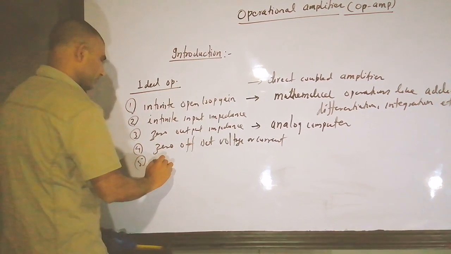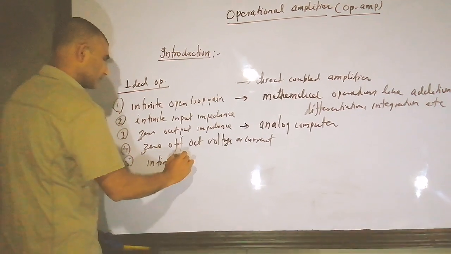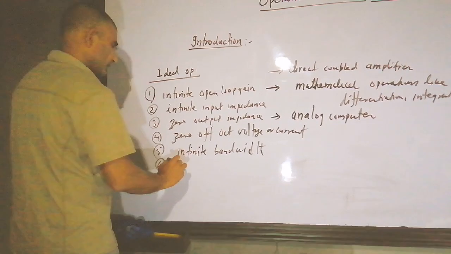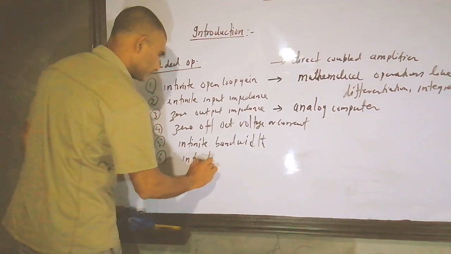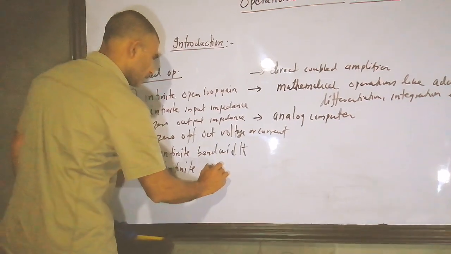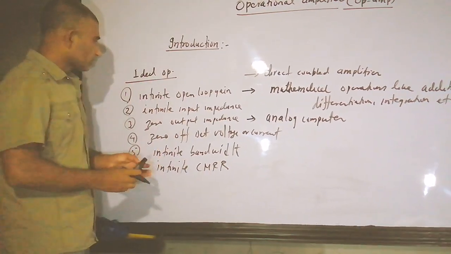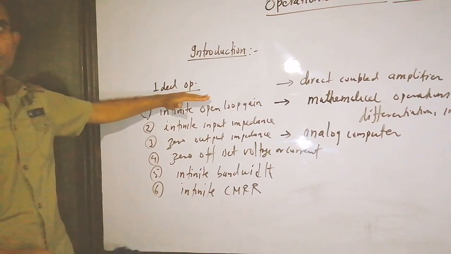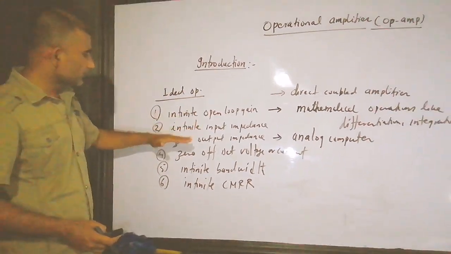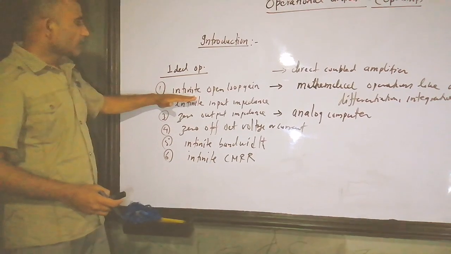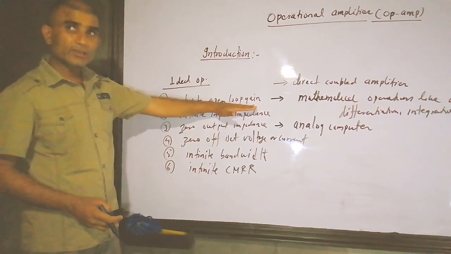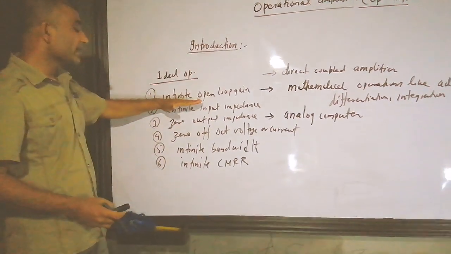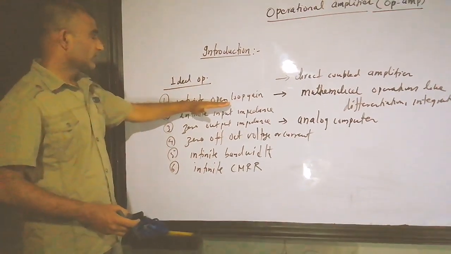Likewise, infinite bandwidth, and infinite CMRR. This is common mode rejection ratio. These are all topics we have to discuss later in detail. But in the beginning I told you that if you have an ideal operational amplifier, then we must have these characteristics. The first one is infinite open loop gain. What does it mean? If we are not connecting any feedback to the operational amplifier, then we will get infinite open loop gain. Actually, this is the ideal case.